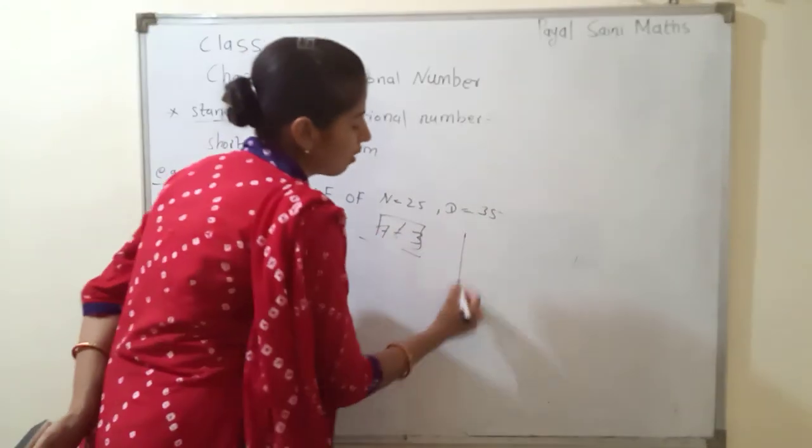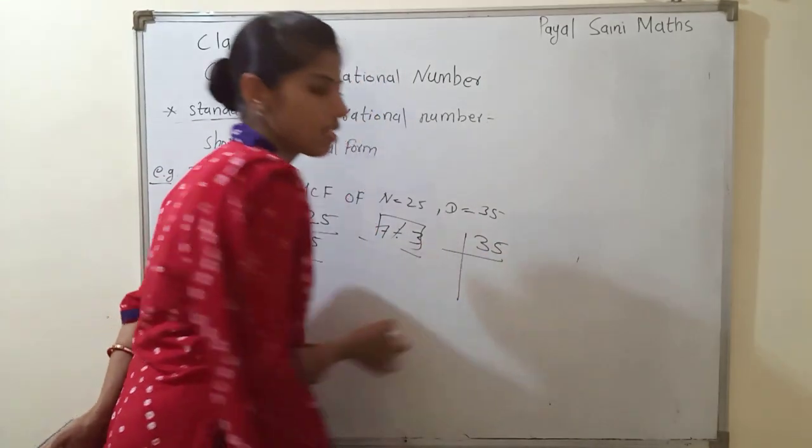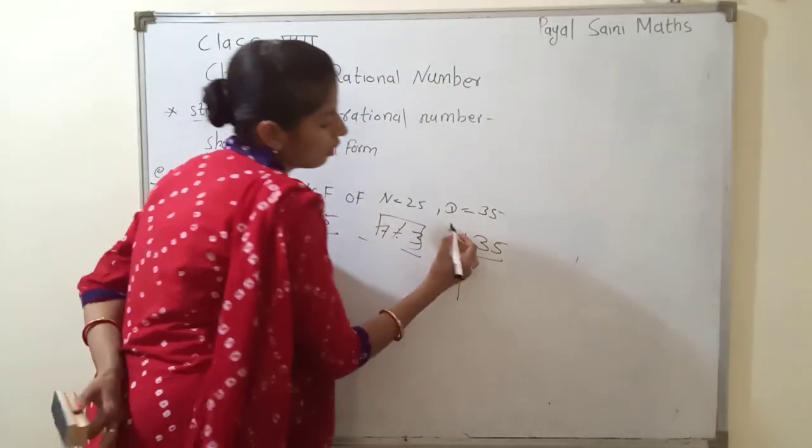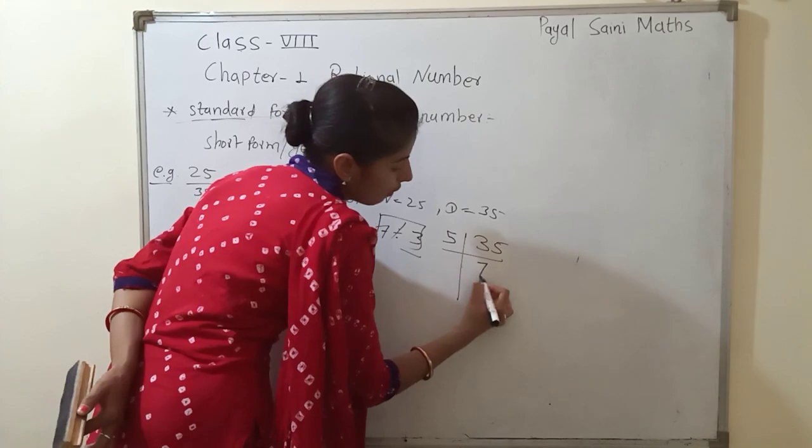Then next, the HCF of 35. The same conditions and rules are followed here. Then 5 times 7.